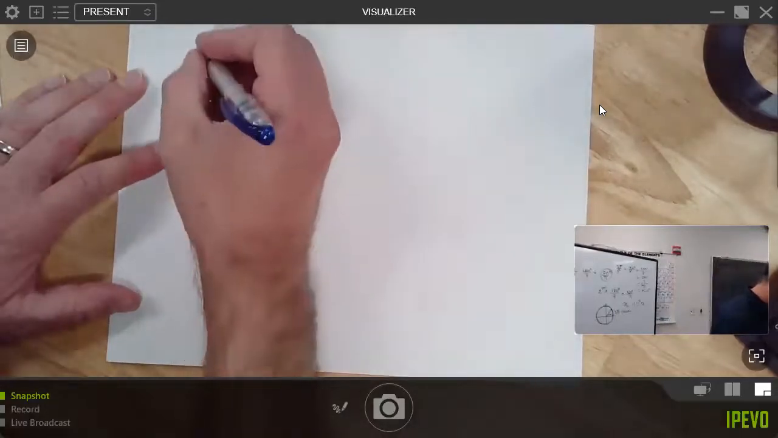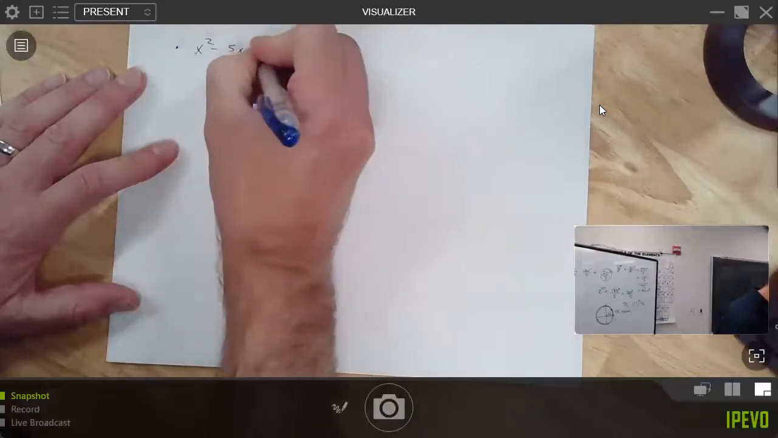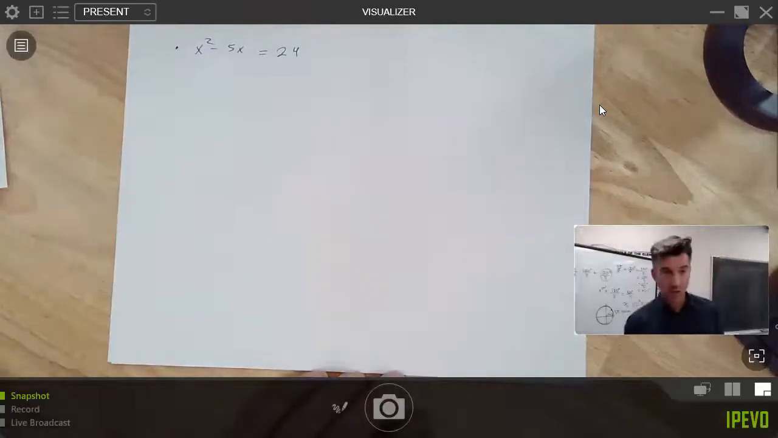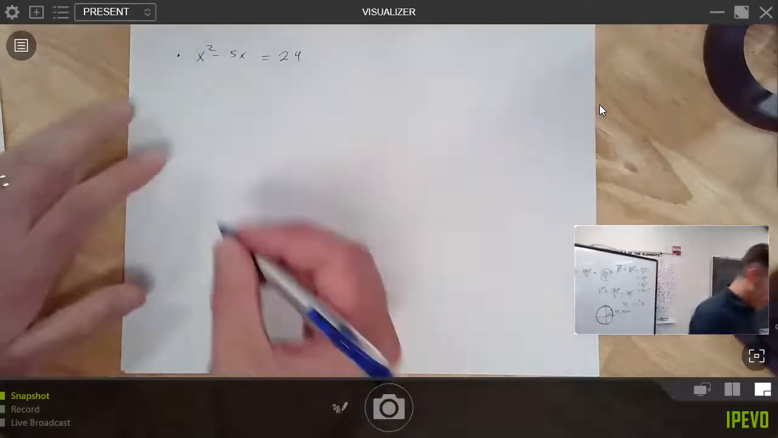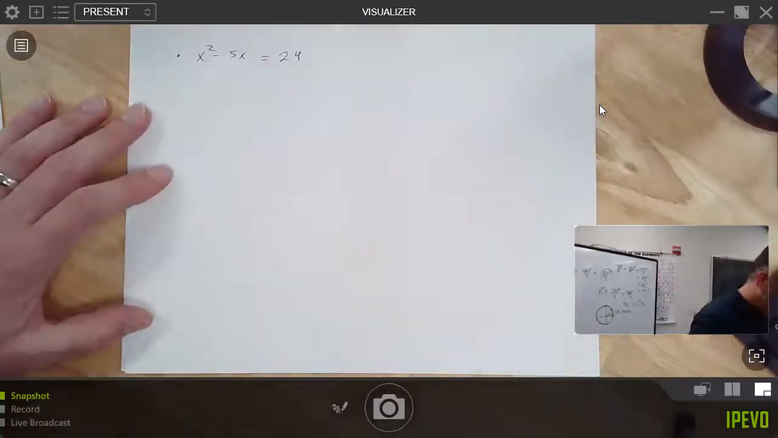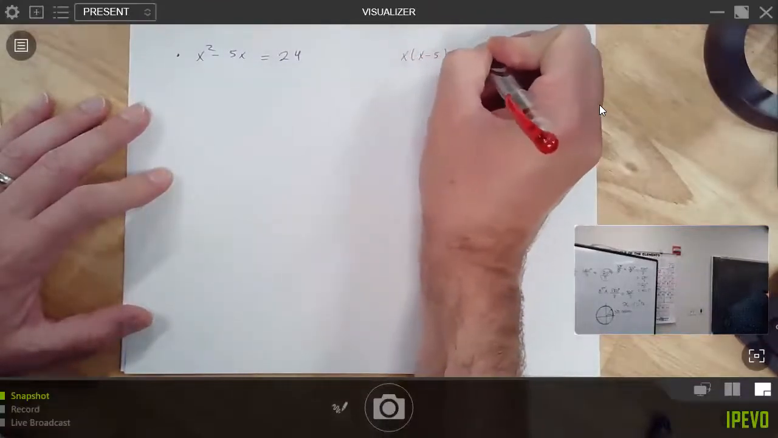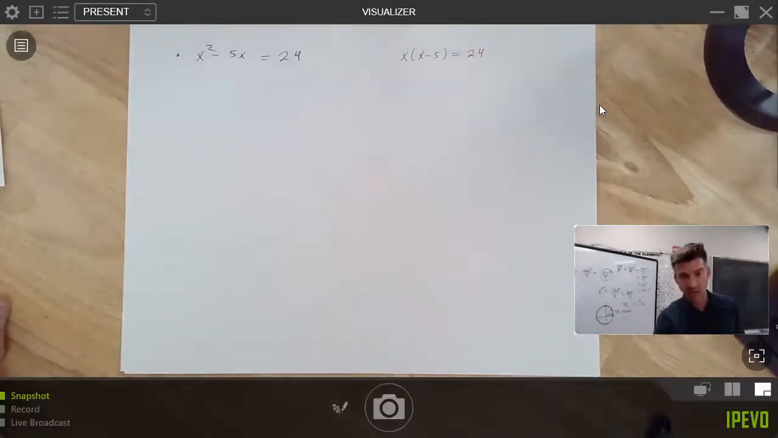So if I was trying to solve something like x squared minus 5x equal to 24, what I really want to stress is you can't factor this yet. You can, but it's not going to work out. If you try factoring this right now as x times x minus 5 equal to 24, you might luck out and get one of the answers, but you probably won't.